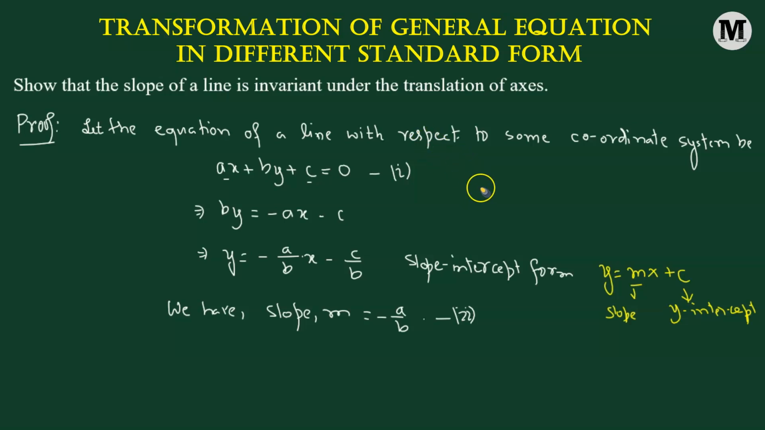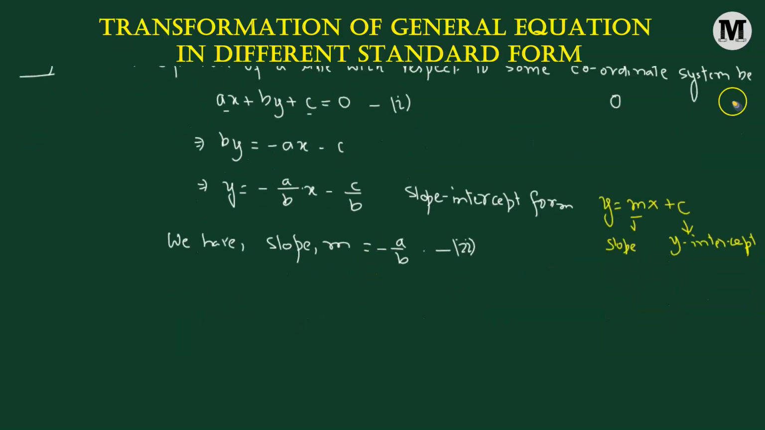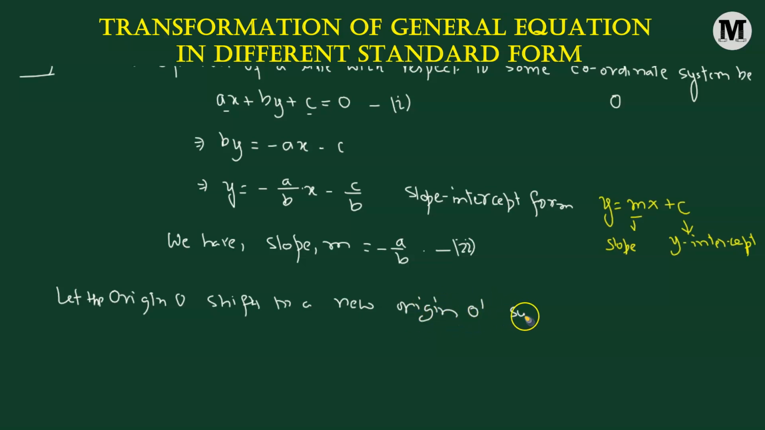When we initially considered the coordinate system, we supposed that the coordinate system has its origin at O. Now let us suppose that we translate the axes such that the origin O shifts to a new origin, O prime, such that the coordinates also change: x changes to x plus h and y changes to y plus k.